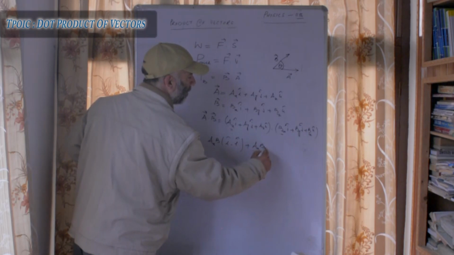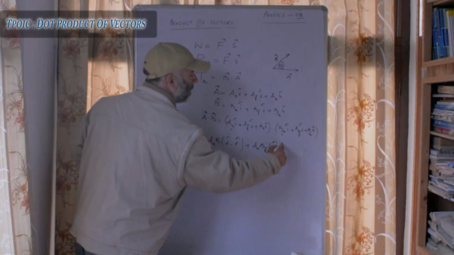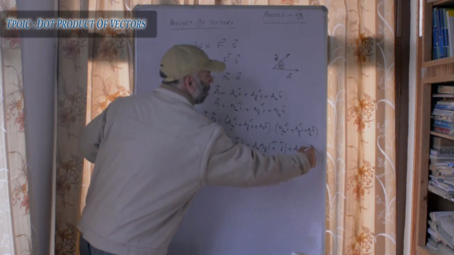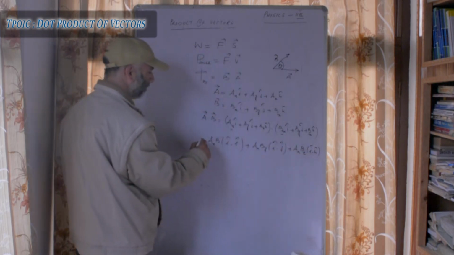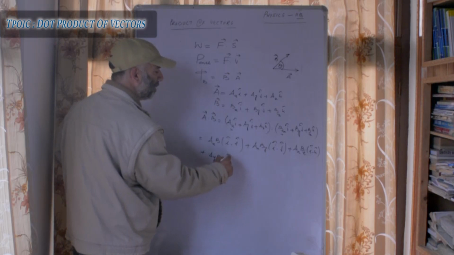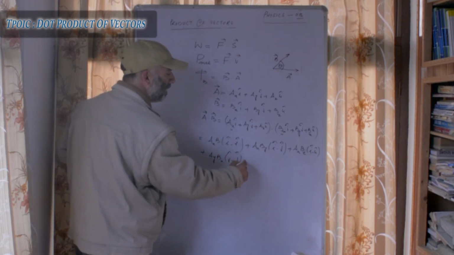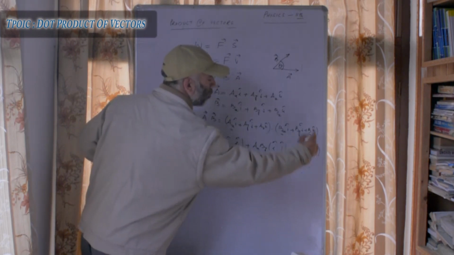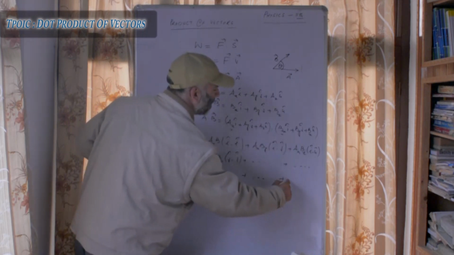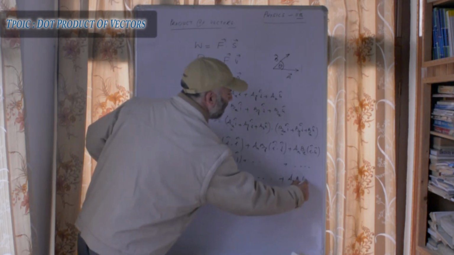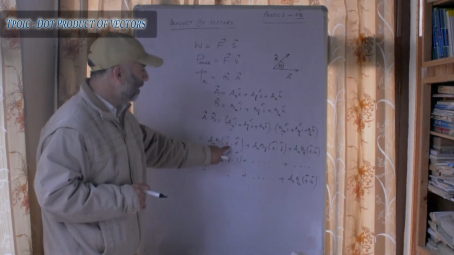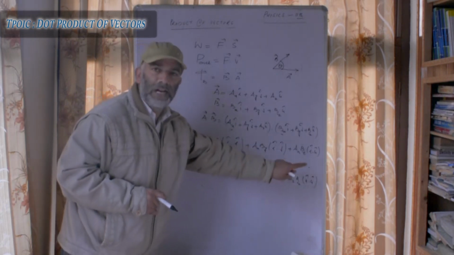I dot J plus AX BZ I dot K plus AY BX J dot I. Similarly, we will write here the products, plus so on, and finally we will get AZ BZ K dot K. Just now we were talking that I dot I, J dot J and K dot K products are equal to 1. Rest products are equal to 0.